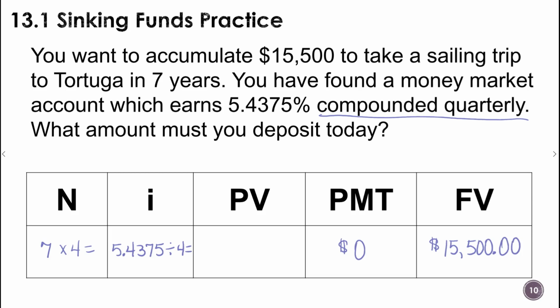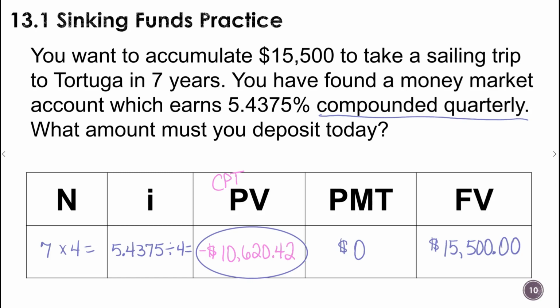Alright, so we are going to compute present value. Right, that's what we compute. And when you do compute this, it will be $10,620.42. Remember, it's a negative because that's money that we're putting in the bank, so therefore we don't have it in hand, and we enter that on our calculator as a negative.